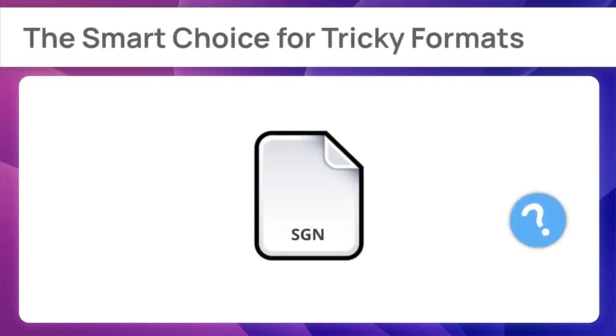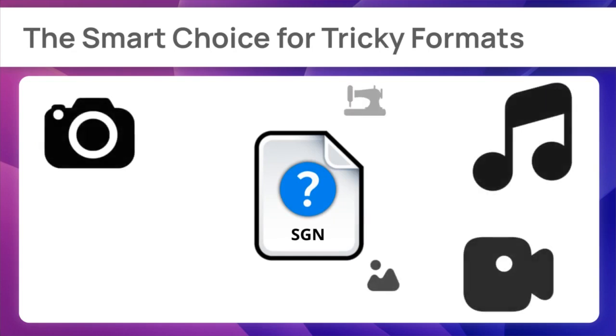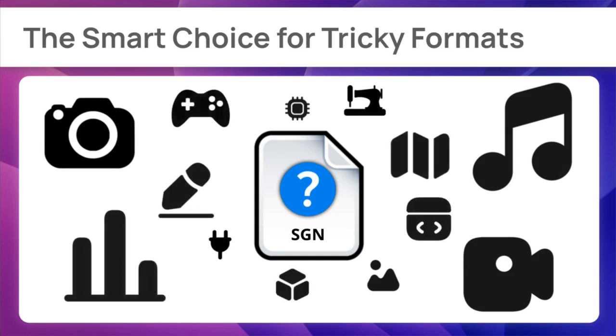When standard associations break, it's typically because the SGN label is being used by an uncommon or proprietary application. A universal viewer is designed to act as a versatile tool for identifying many formats, providing a reliable way to attempt access when standard programs have failed.